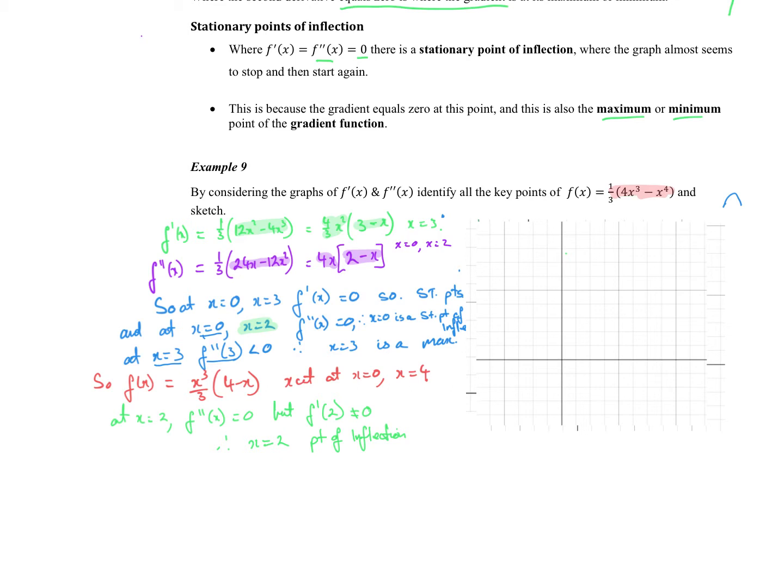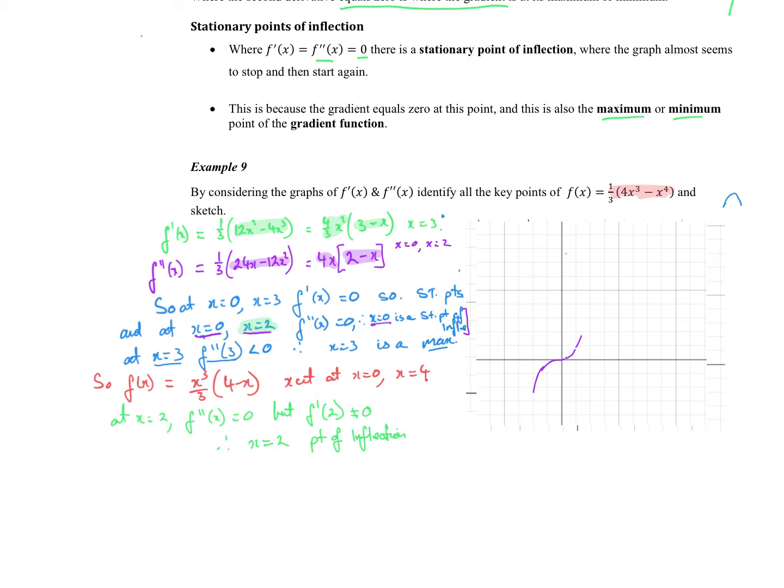So if my second derivative is negative at the stationary point, it makes it a maximum. All right, so x equal to 3 is a max. If we come back to our second derivative, the second derivative is equal to 0 at x equal to 0. So as I said there, we have stationary points at x equal to 0. And because the first derivative is equal to 0 there also, it's a point of inflection. So I do know that at x equal to 0, I've got a point of inflection.